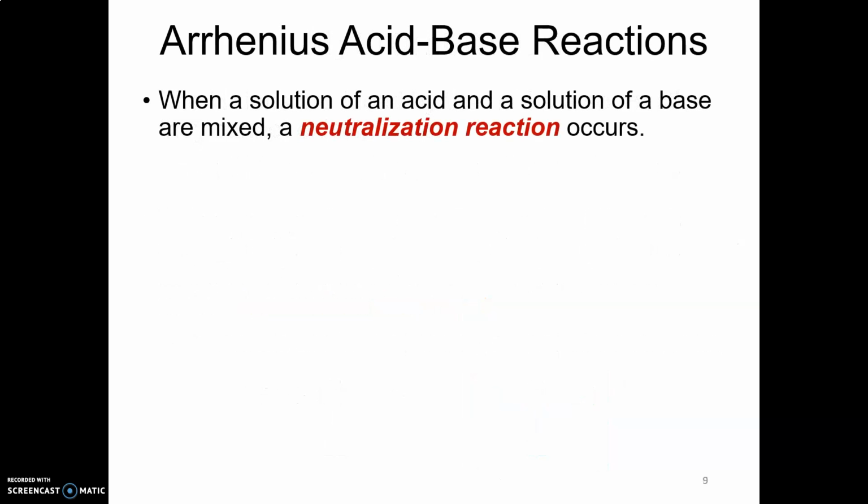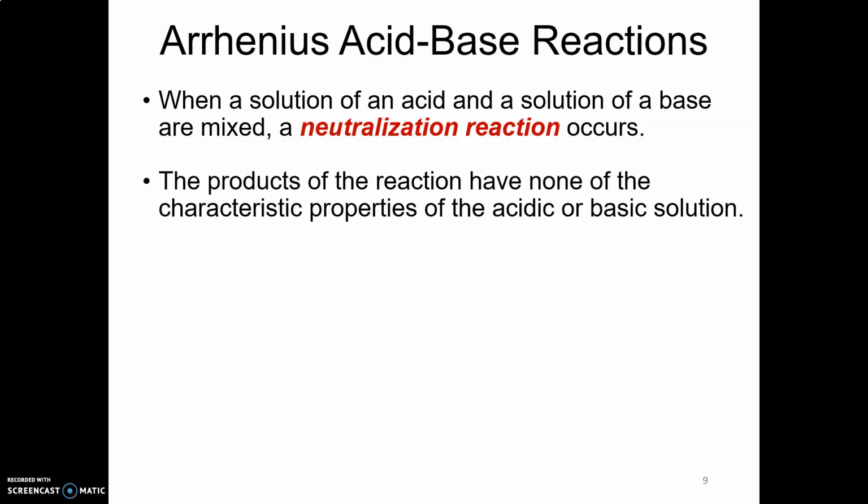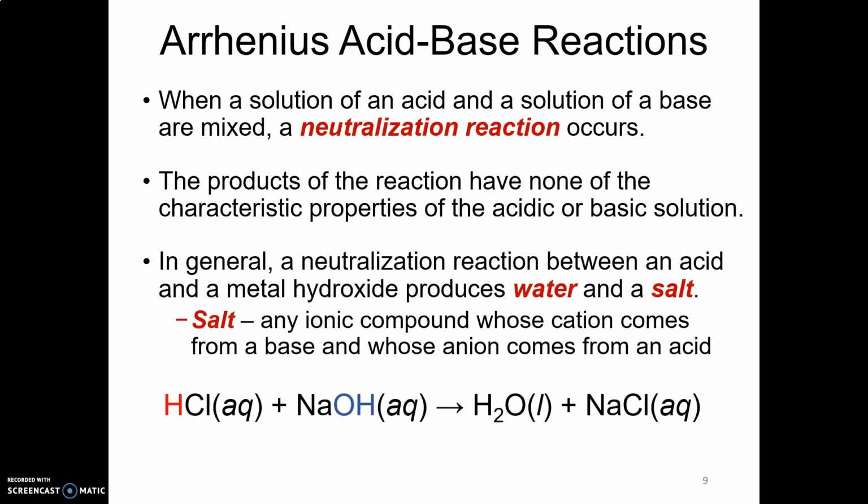And we talked about neutralization reactions, right? When you take an acid, specifically a strong acid and a strong base, and you add them together, you're always going to make two products. Those two products are water and a salt, right? And a salt is defined as any ionic compound whose cation comes from the base, there you go, and whose anion comes from the acid.